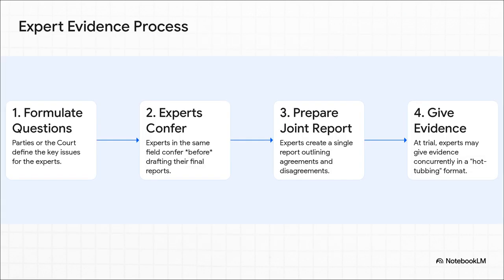So how do you get to that magic report? It's a 4-step dance. 1, the key questions are set out. 2, the experts actually have to talk to each other before they write their final reports. 3, they create that single joint report. And 4, at trial, they might even give evidence at the same time, a format called hot tubbing, where they can be questioned together. It's a radically efficient way to get to the truth.